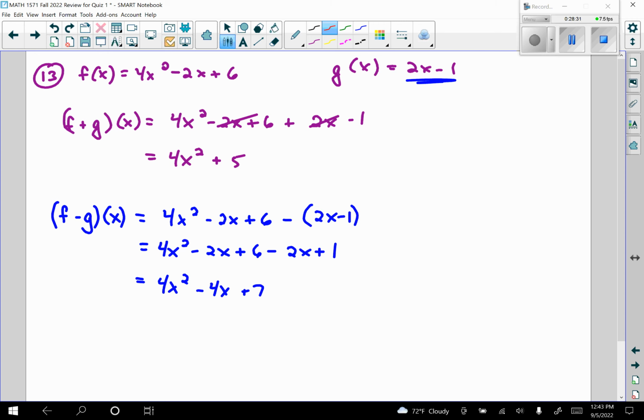And for the third part, I first wrote it as this notation. This means f of g of x. So we could rewrite it this way. And this means I want to drop g of x into f of x.